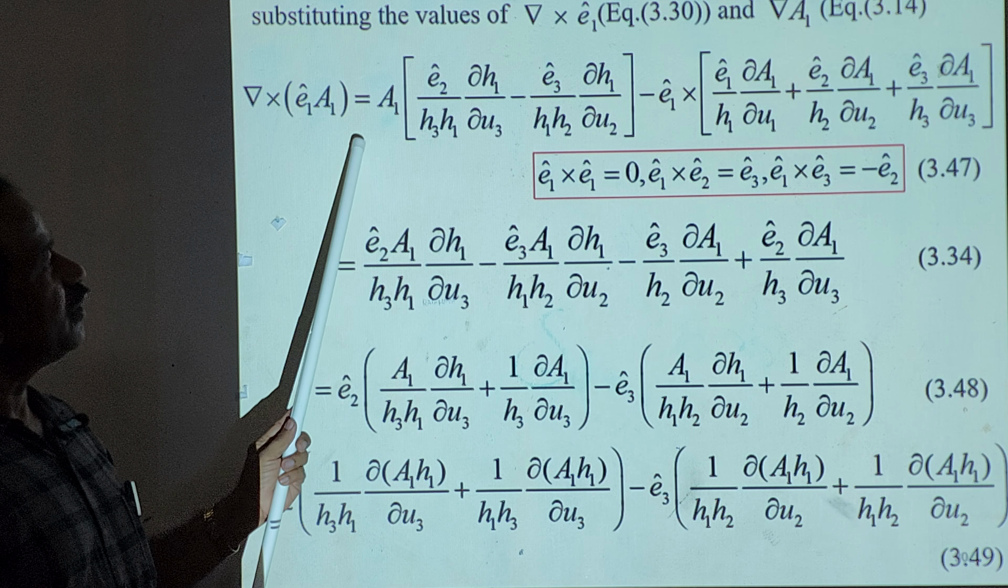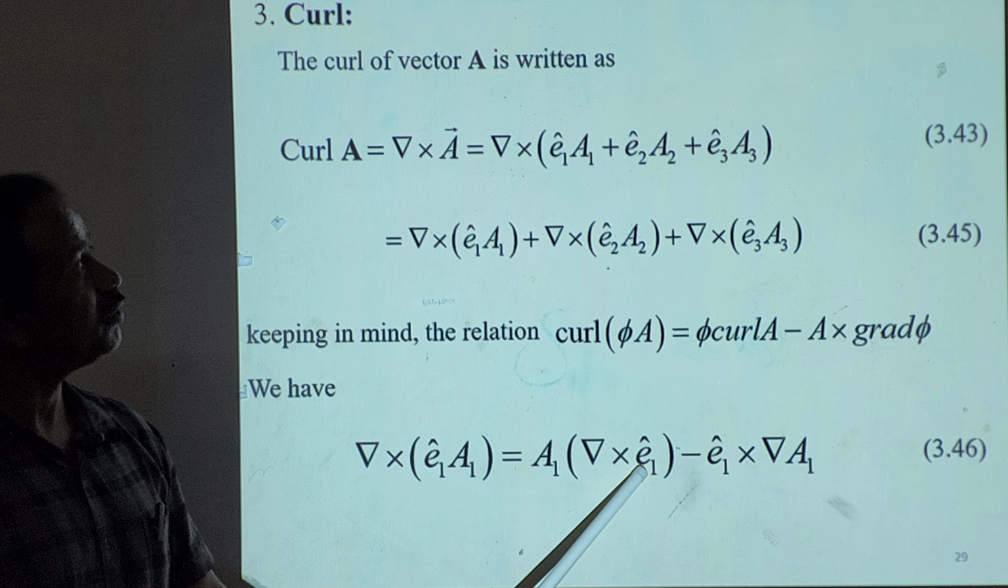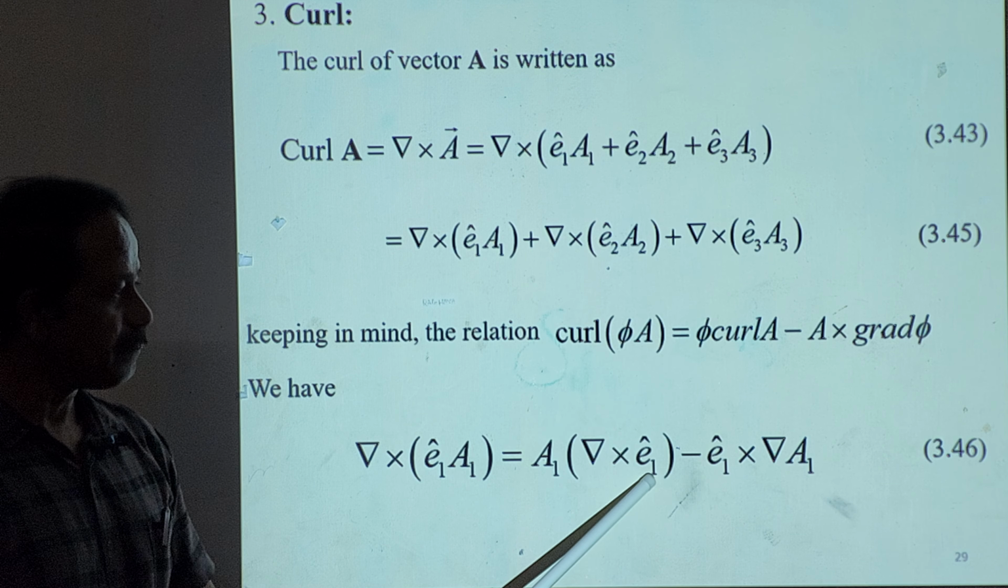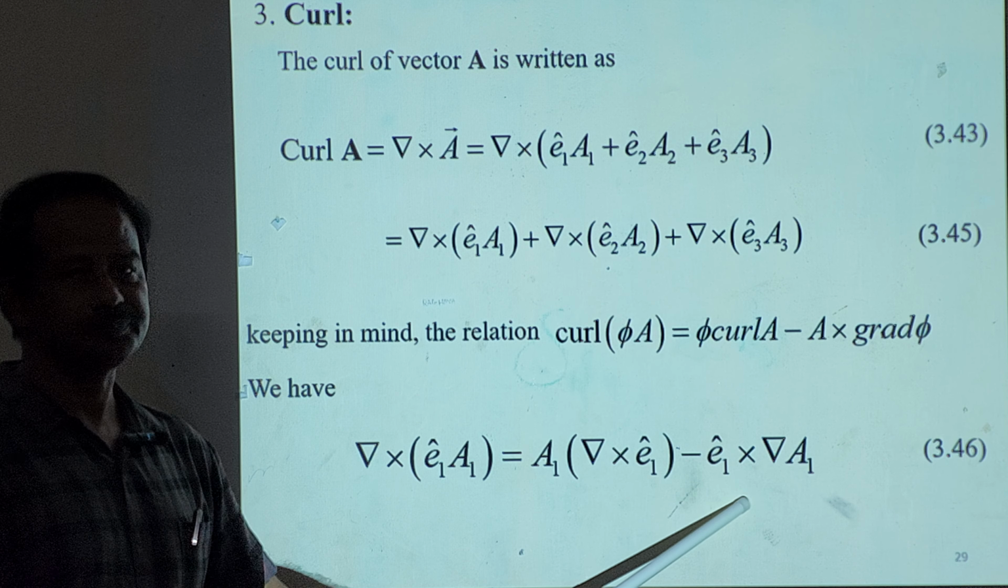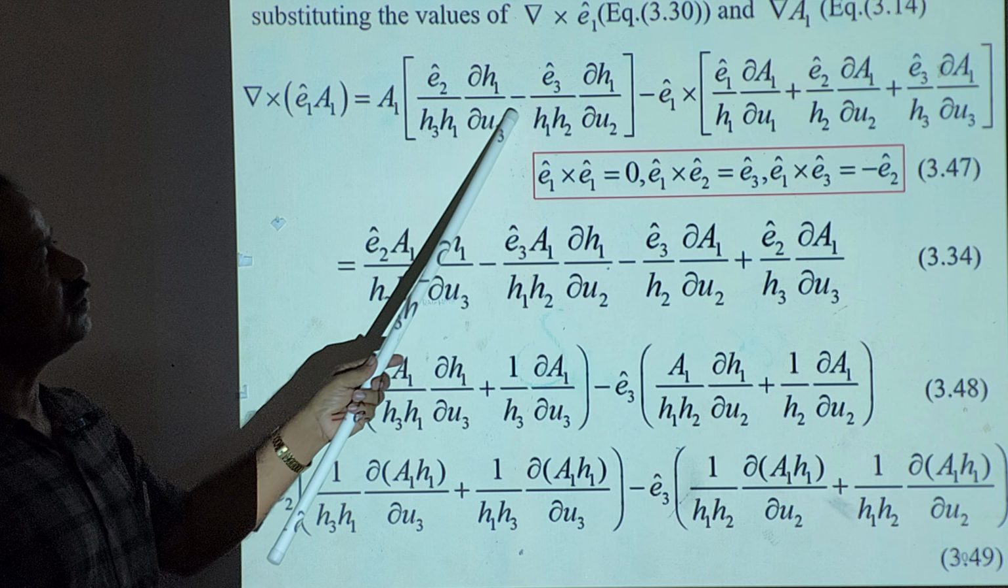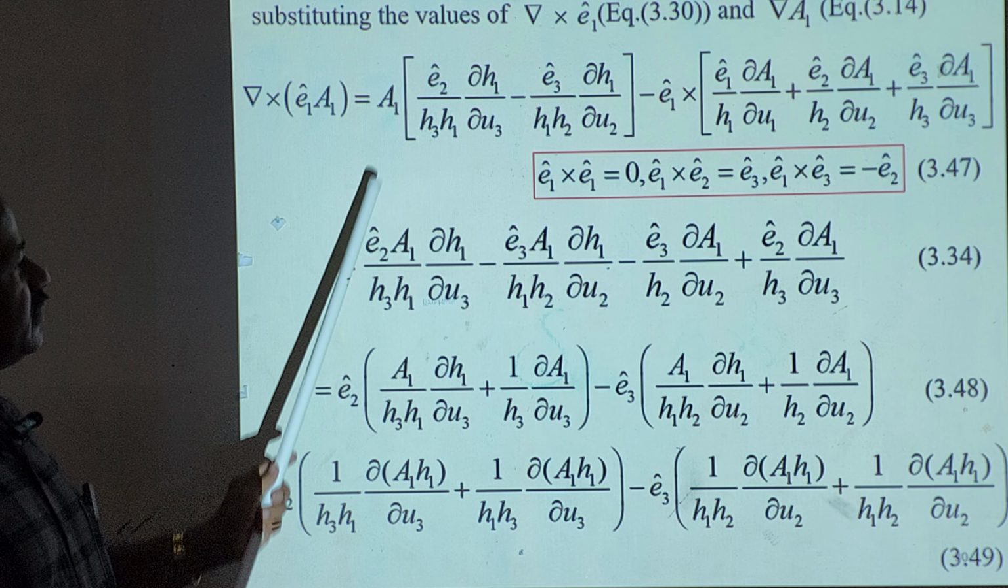Now that will give us del cross E1. We know already we have found it out. This is from equation 3.30, and this is from equation 3.14. You substitute here in this expression, so that will give you this expression. Okay. Now I have written the same thing here.